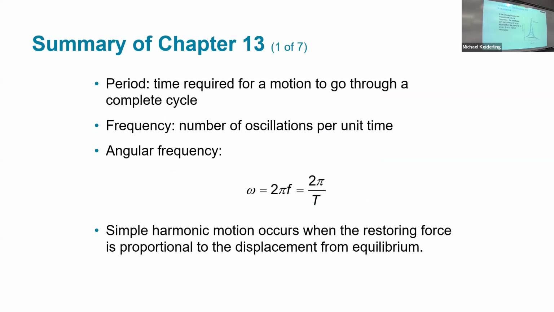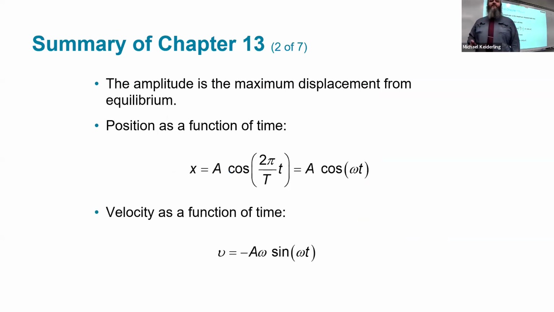That is the end of the chapter. So the period is the time required for a motion to go through a complete cycle. Frequency is the number of oscillations per unit time. Angular frequency is 2 pi times the frequency, or 2 pi over the period. Simple harmonic motion occurs when the restoring force is proportional to the displacement from equilibrium. The amplitude is the maximum displacement from equilibrium.